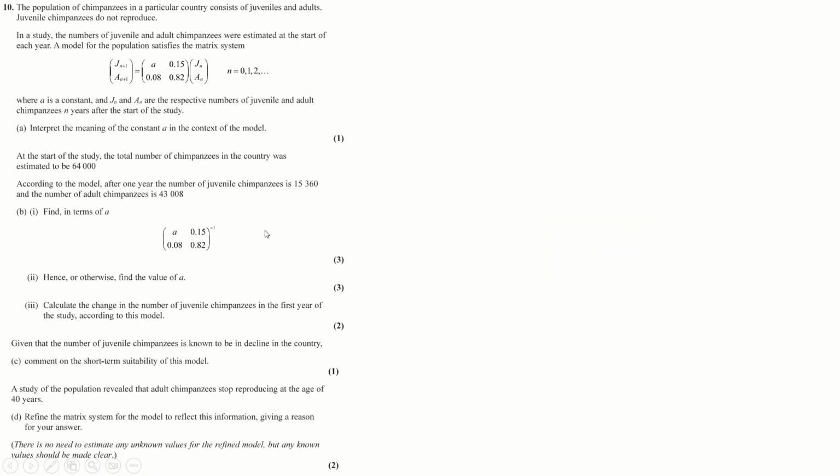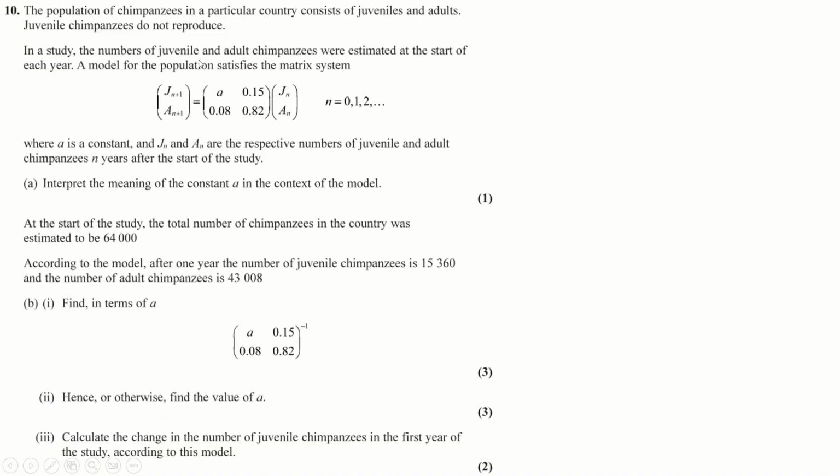Cool. Excellent. Question number 10 then. It's a very, very long question about matrices. Let's have a look. So we've got some populations of juvenile chimps and adult chimps here, dictated by this matrix, and then this is the old population, this is a new population each year. Cool. Interpret the meaning of constant A.